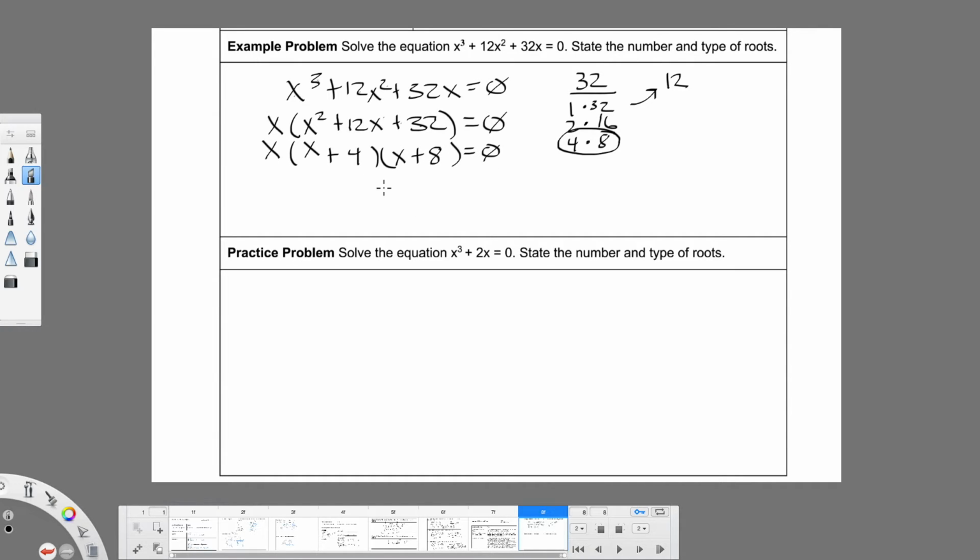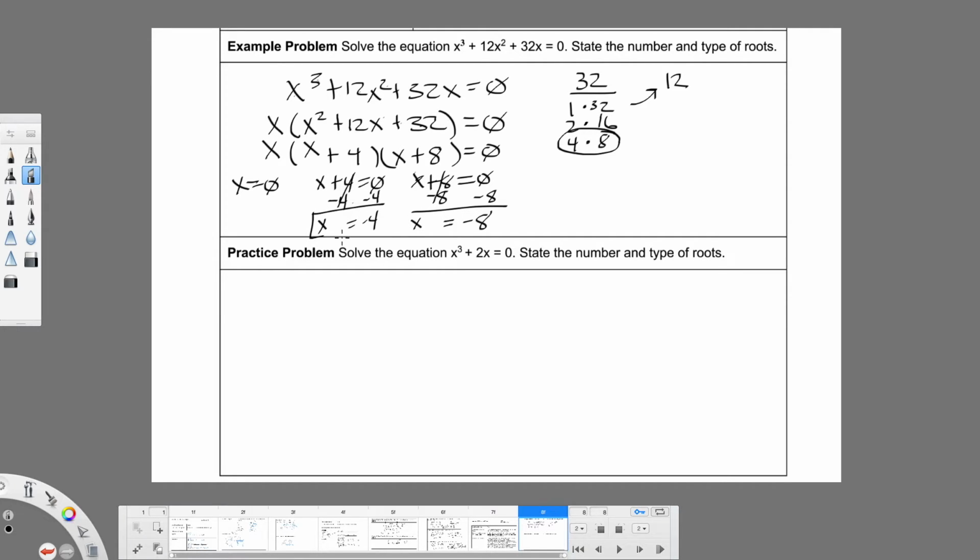So now I have factored this down. So remember, once we get to this point, we say x equals 0, x plus 4 equals 0, x plus 8 equals 0. So this one's already done, x equals 0. And then I go minus 4, and x equals negative 4, because these guys cancel. I'm going to subtract 8 from both sides. The 8's cancel, and we have x equals negative 8.